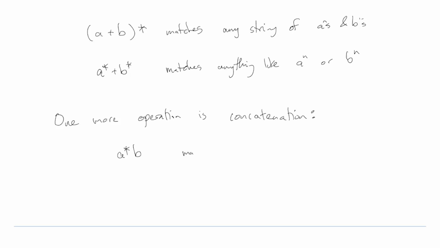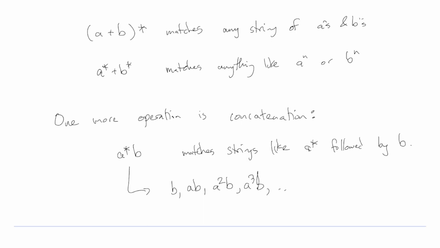This matches strings like A star followed immediately by B. And so this one will match strings like B or AB or A squared B, A cubed B, etc. You do the A star part first, and then you must do a B after it. So this also counts technically as an operation, even though you don't write it with a symbol or anything. This is the concatenation.